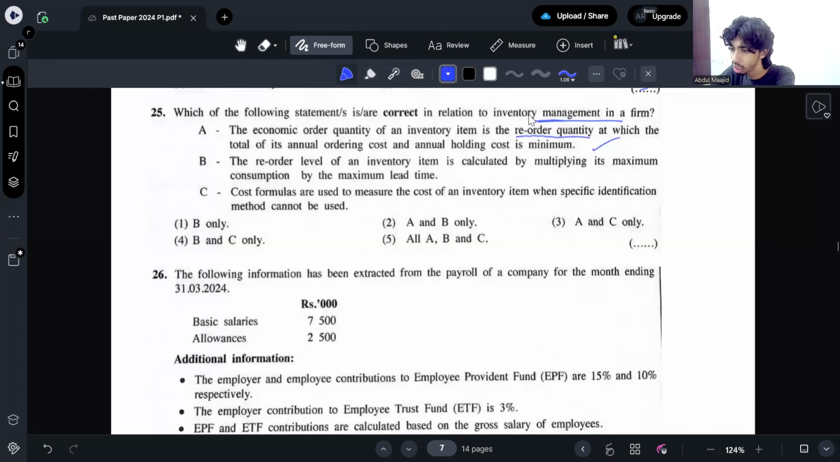Correct. The reorder level of an inventory item is calculated by multiplying maximum consumption by maximum lead time. Correct, right? Reorder level equals maximum consumption into maximum lead time. C. Cost formulas are used to measure the cost of an inventory item when the specific identification method cannot be used. That is correct. Okay. We use FIFO or weighted average if we can't specifically identify the cost of the inventory. So A, B, and C, answer number 5.